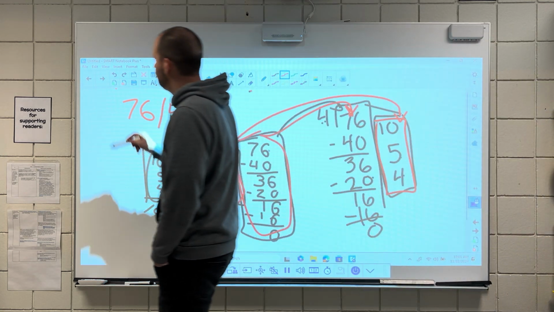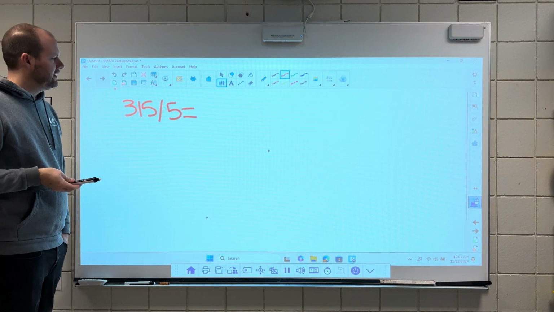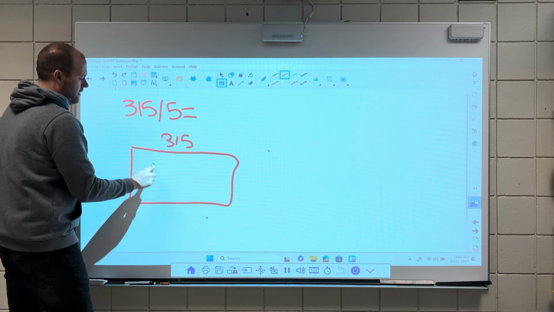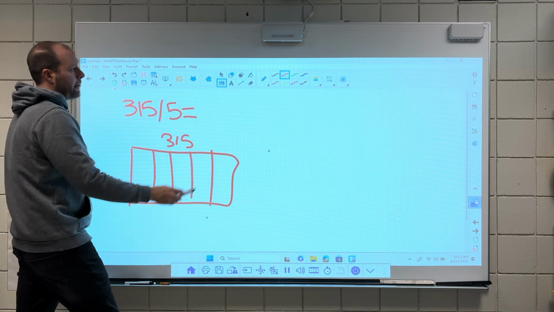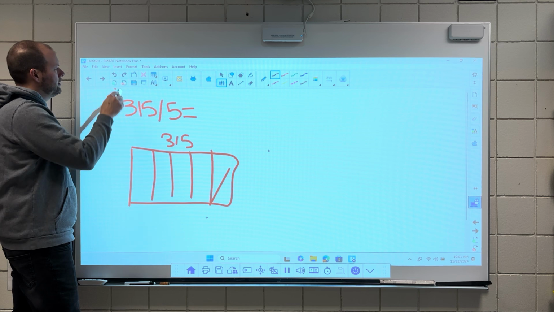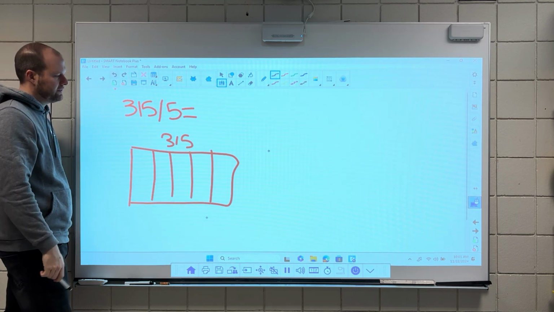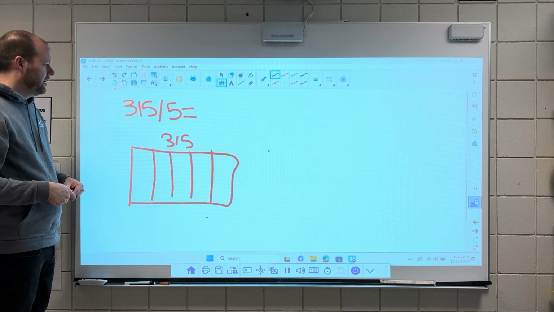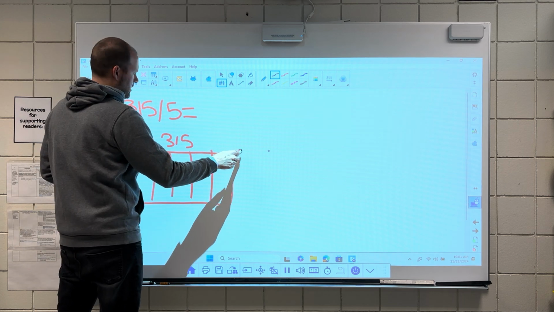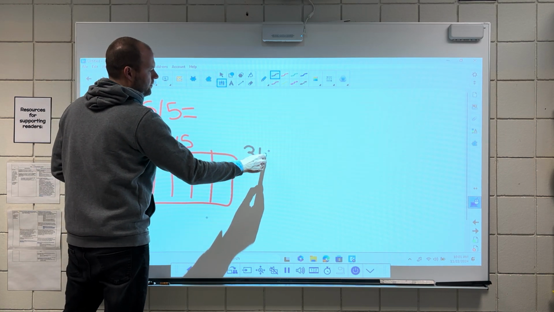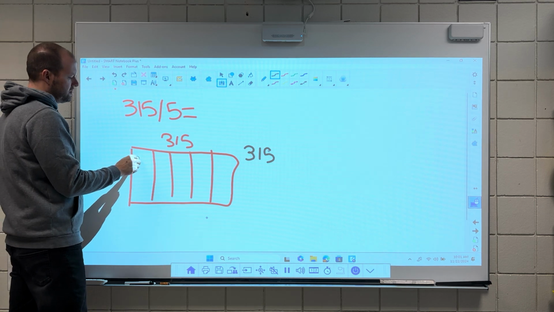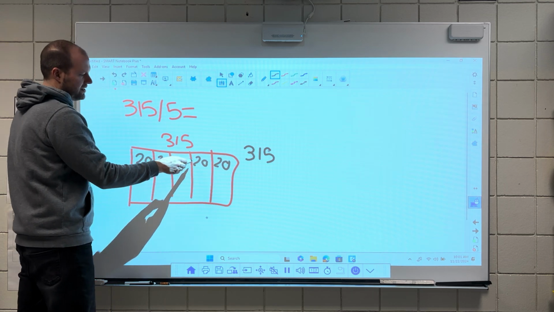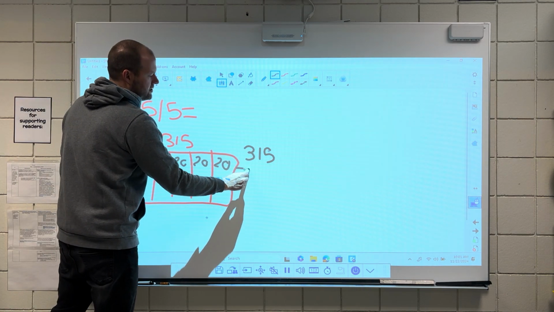Let's do another problem. 315 divided by 5. I'll do a bar model again. How many 5s go into 315? I know I couldn't do 100 because that would be 500. So maybe I would choose a big number. Let's say I'm going to give everybody 20 to start. 20, 40, 60, 80, 100. Do I have 100? I do. So that works.